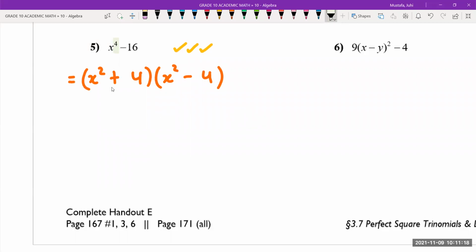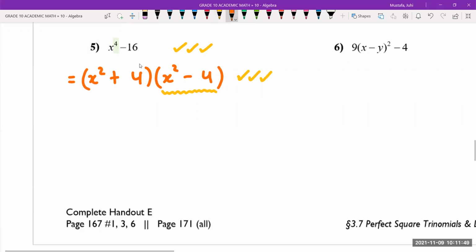If you take a look at both of these brackets, can I factor the first bracket again? I can't because there's a plus sign, right? I can't factor that. However, look at the second bracket. Can I factor that again? Is this a difference of squares? Does it have 2 terms? Yes. Is there a minus sign? Yes. Are 1 and 4 perfect squares? Yes. So the reason why this question is tricky is because you are actually not done after that first step. You can keep going and you can factor this again.